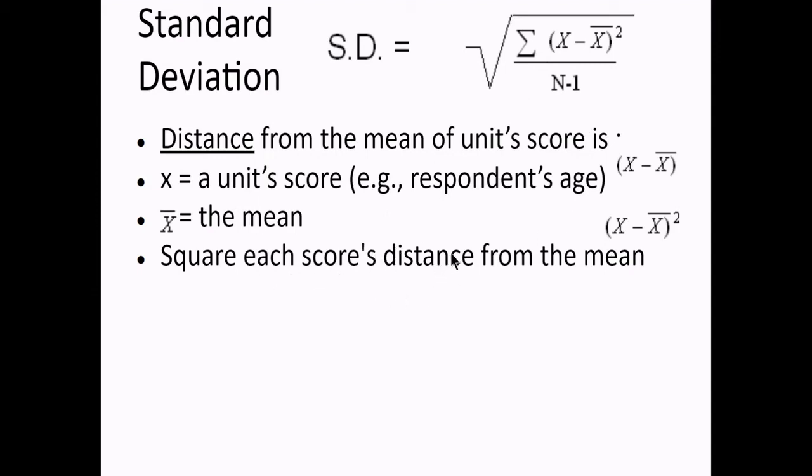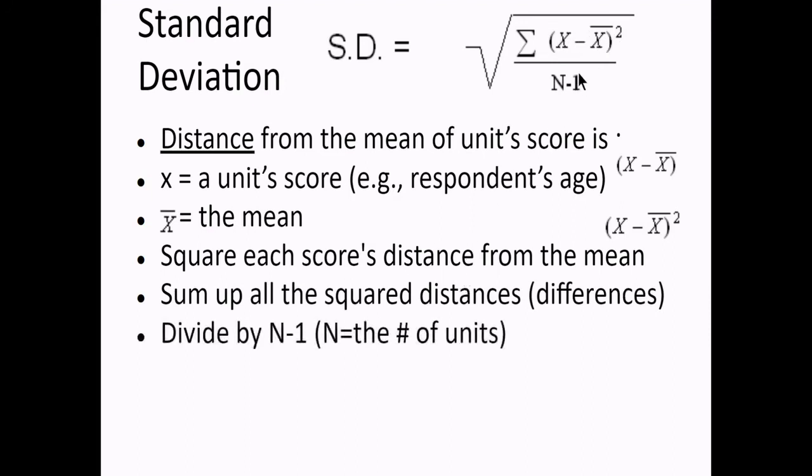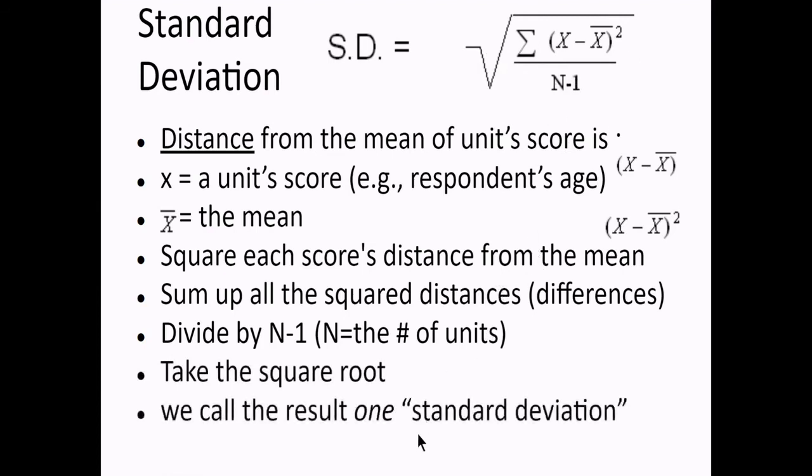So what happens is that each person's score is subtracted from the mean, or the mean subtracted from it. It is squared, and then all respondents' differences from the mean that are squared are summed together, and then divided by the number of respondents, units, minus 1, and then the square root of all of that is taken. We call the result 1 standard deviation, whatever that number may be.